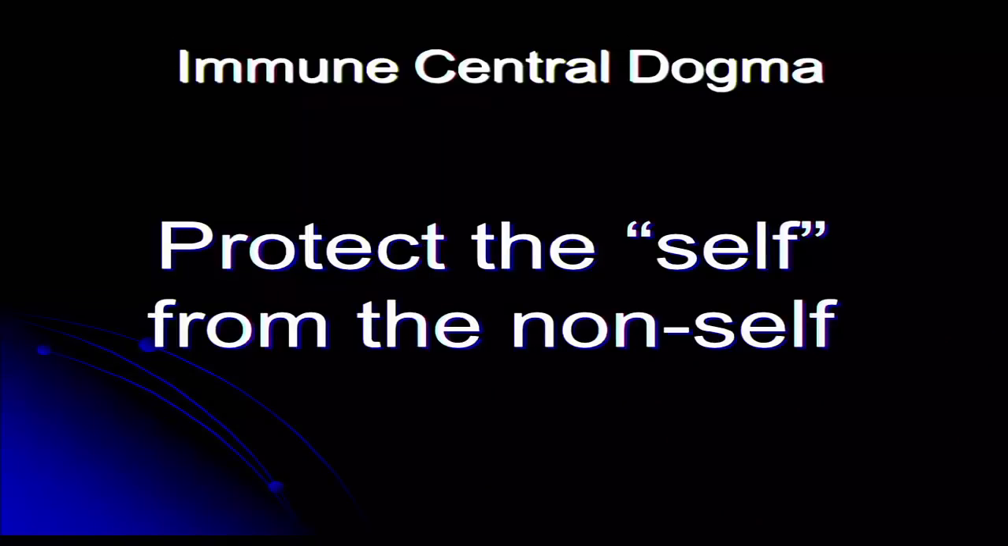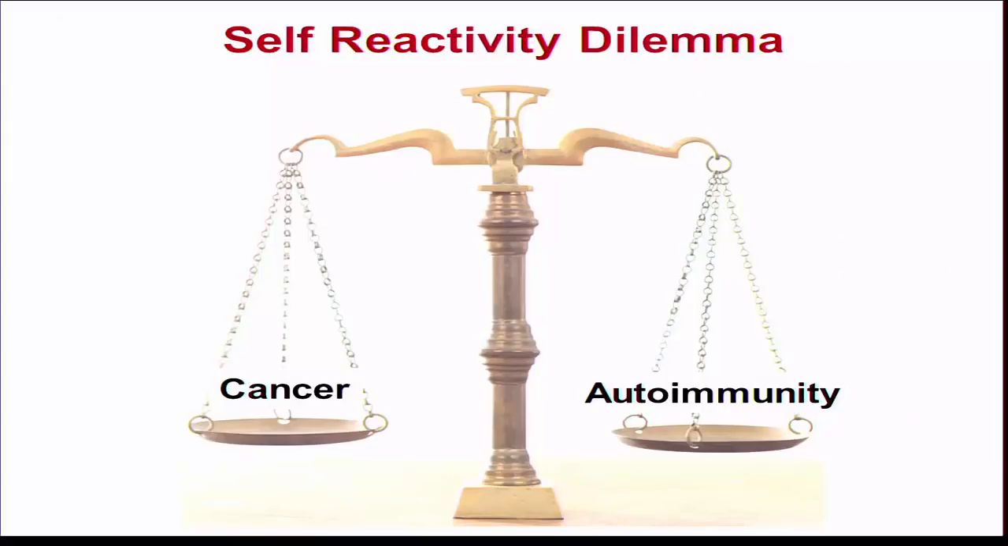And to understand how the immune system works, basically, we need to know this one thing: protect the self from the non-self. The whole idea of the immune system is to guard the body and to defend the body, the self, against something that is perceived as non-self. And here we have a problem when we're talking about cancer immunotherapy.